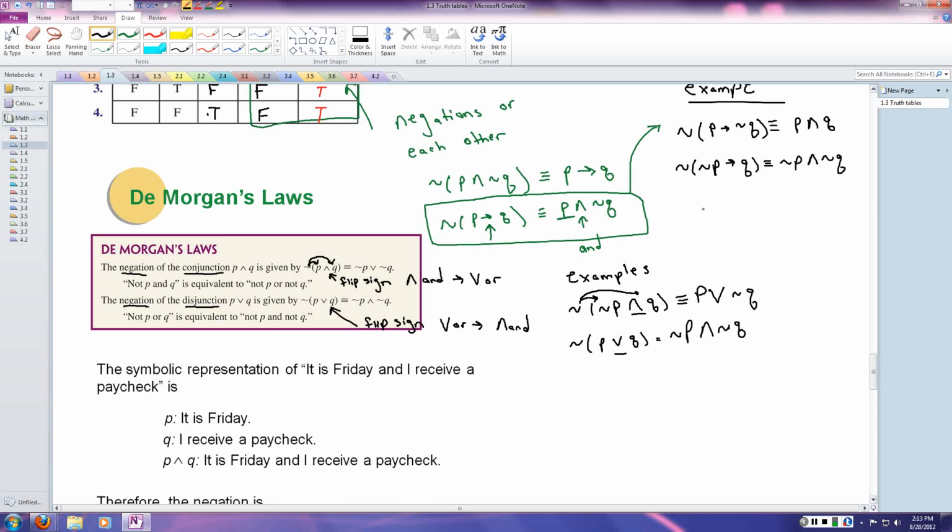This is different than a conditional. You see here we have a conditional. If we're negating a conditional, it is always a conjunction. So the negation of a conditional is always a conjunction.